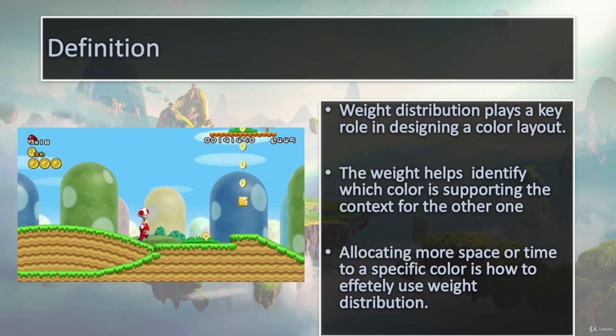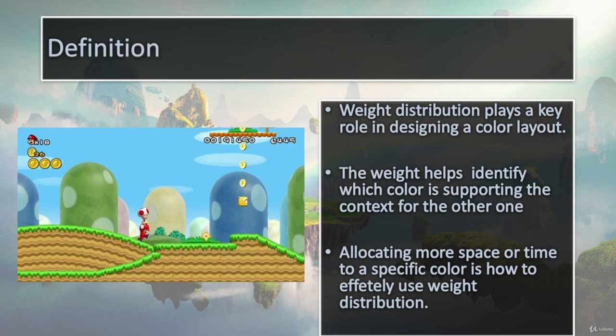But also keep in mind that weight distribution plays a key role in designing a color layout. And what I mean by distribution, I'm talking about how weight helps identify which color is supporting the context for the other one. And in order to do that, you have to make sure that you allocate more space or time to one specific color and how to use it effectively in order to distribute the weight.